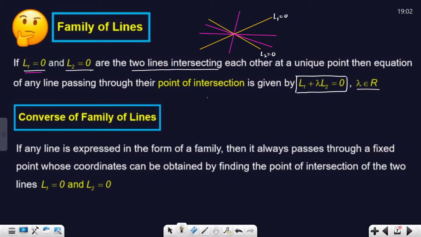I'm taking an example. Let us say we are having two straight lines like 3x plus 4y minus 5 is 0, and another one, say 2x minus y plus 7 equals 0. Now the question is, find out the equation of the lines which are passing through this point of intersection.